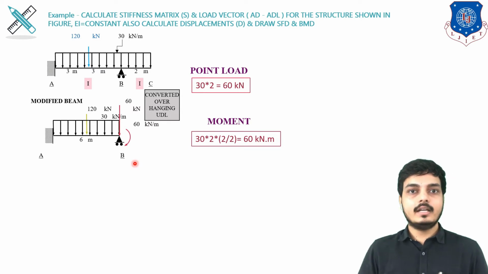Now how to solve? It is very easy. We have only a single unknown, which is the rotation at B, theta B. So only one unknown, and there will be a very easy matrix solution. Let's see.